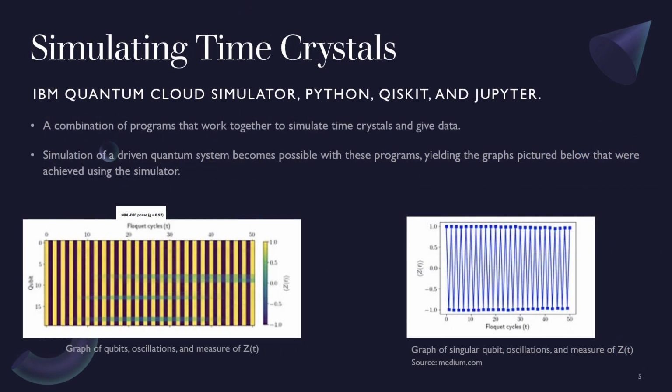Simulating time crystals is what we do in lab with many different programs, some of which are IBM Quantum Cloud Simulator, Python, Qiskit, and Jupyter. They produce these graphs, which you see here. The one on the left shows the oscillations of all the qubits, and you see some noise, and that's what we're researching to partly eliminate. And the one on the right shows data from one qubit and its oscillations, as you see, going from 1 to -1.